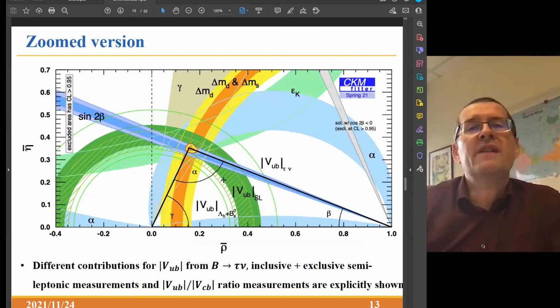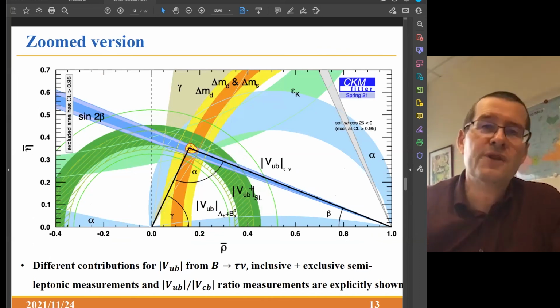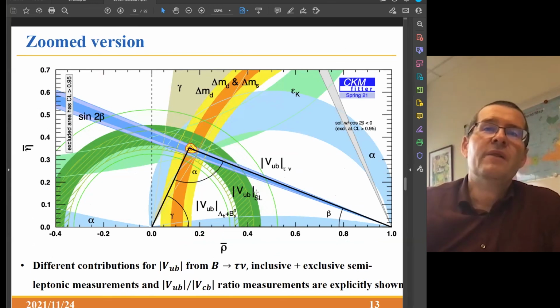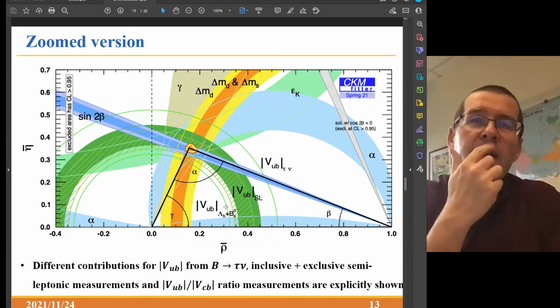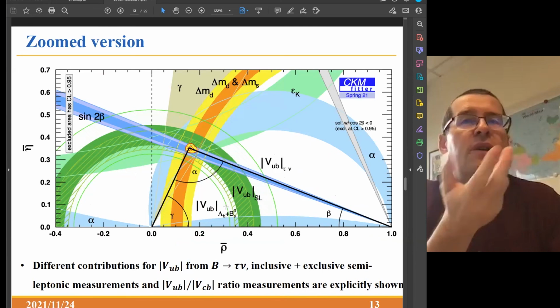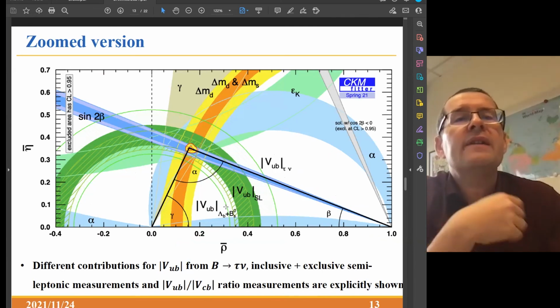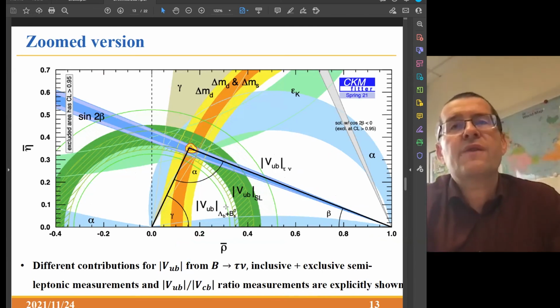And so just to show a zoom of the situation, and so that's showing you a bit the complexity of the situation for VUB. You've got several different determinations that are allowed here. Semi-electronic that I discussed mainly, electronic, and also some measurements that come not from B, but BS and lambda B, semi-electronic again. You see that there is quite a good overlap globally between all the various constraints.